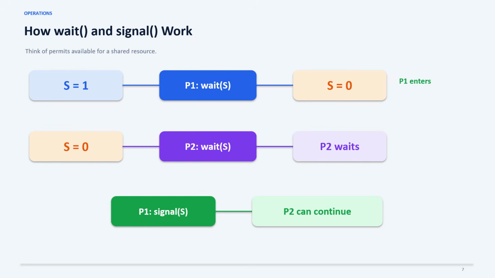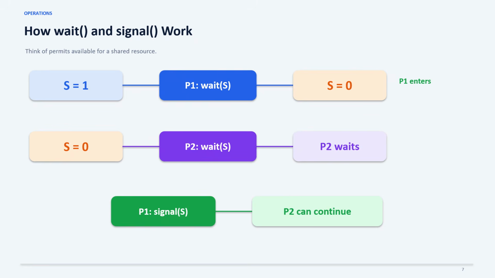Let us understand wait and signal with a simple example. Suppose semaphore S is initialized to 1. Process P1 executes wait of S. Because the semaphore is available, P1 obtains the permit and the semaphore value effectively becomes 0. P1 now can enter the protected section.